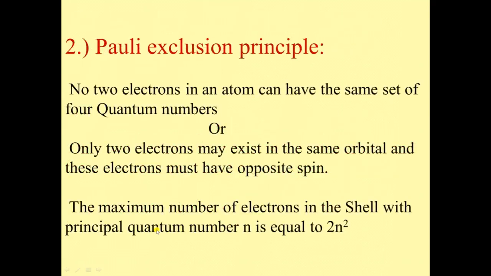Now next is the Pauli exclusion principle. We have already discussed this principle. According to this, no two electrons in an atom can have the same set of 4 quantum numbers. In other words, only 2 electrons may exist in the same orbital, and these electrons must have opposite spin. And if we have to find out the total number of electrons present in any shell, we can determine it by the formula 2n square.